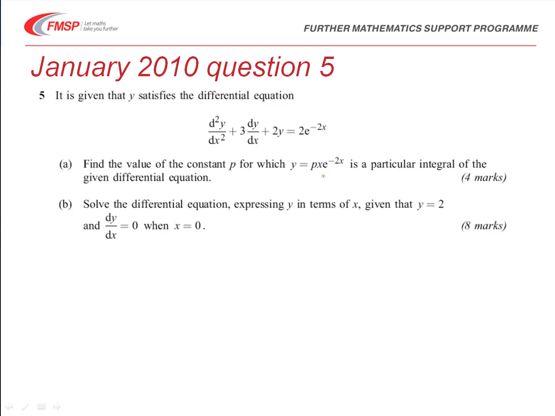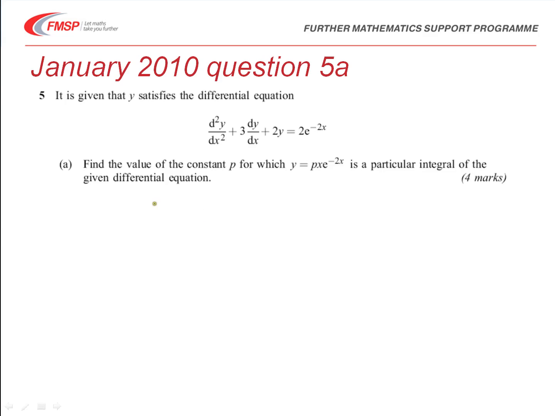And having found the particular integral, we then go on to find the solution to the problem under the given conditions. So quite a long question, but hopefully one we can work through quite clearly. So, finding the particular integral. We know the particular integral has to be a solution to the second order differential equation that we've been given. So we know that y equals px e to the minus 2x.